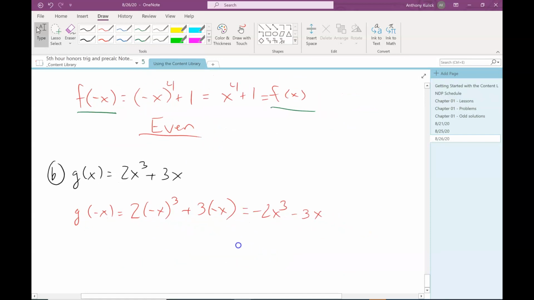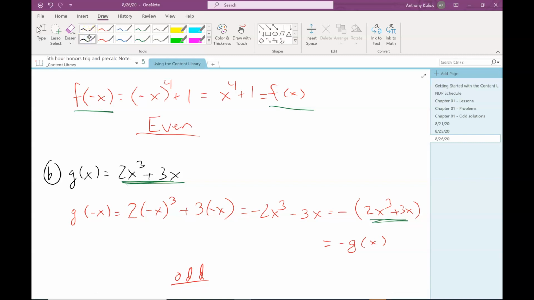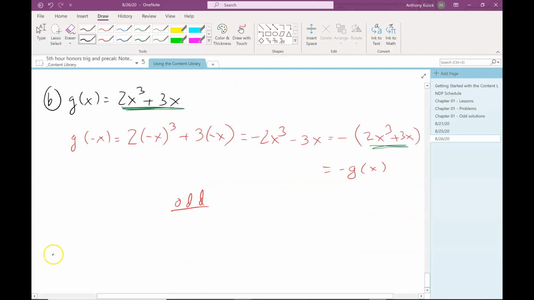And I notice there that I can factor off a negative. And this part is the same as g of x, right? So what I have is actually negative g of x. So this is odd. Are we okay with that idea? Okay. One more example.